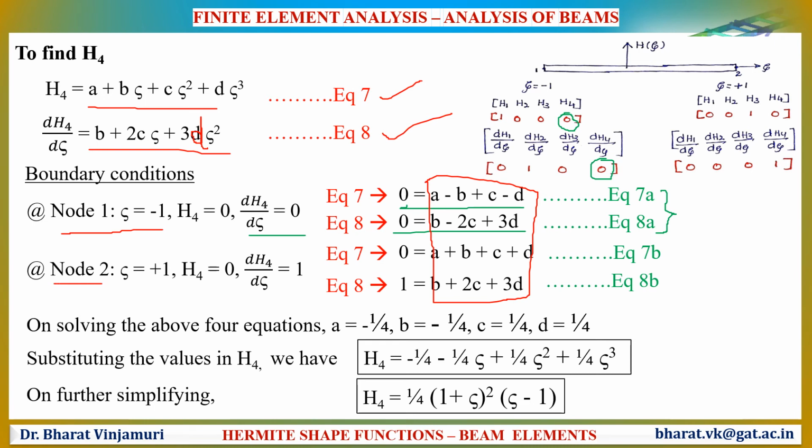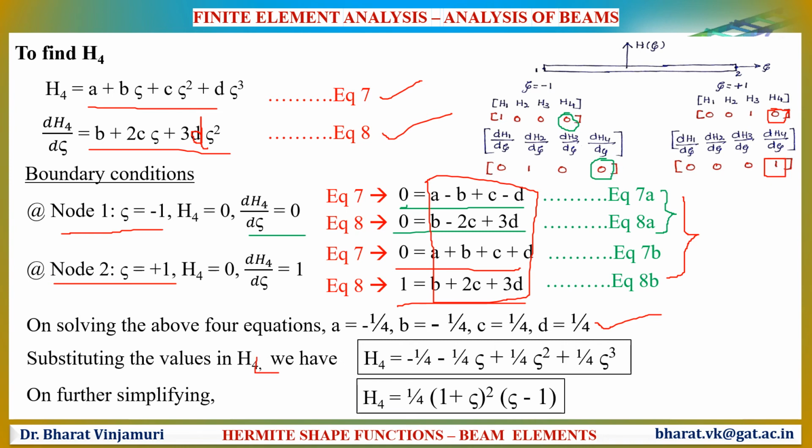Similarly, applying boundary conditions at node 2, the value of zeta is equal to plus 1 at node 2, and h4 is 0 at node 2, and its first derivative, since it is associated with the slope, is equal to 1. So we have got two more equations. Solving these four equations will end up giving the values of a, b, c and d.